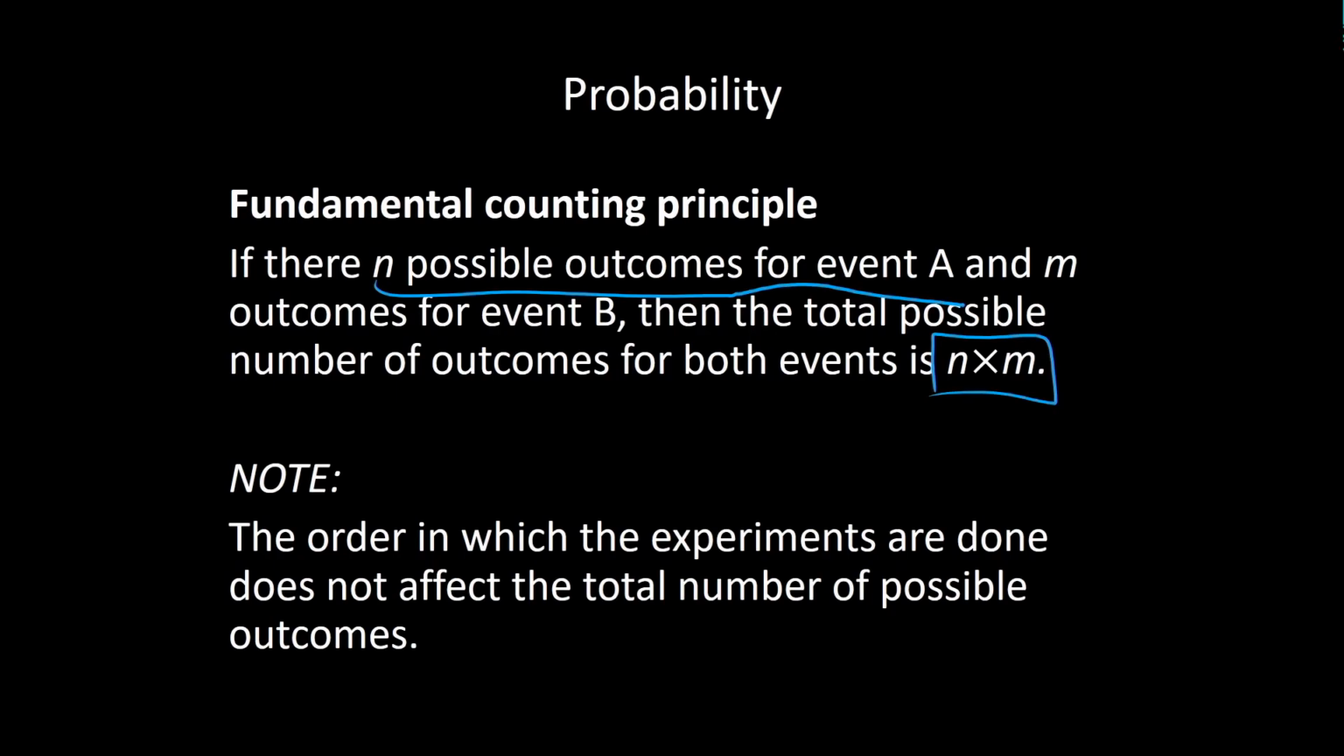So you've got n number of items, m number of items, and altogether you've got n times m possibilities. The order doesn't matter, so it doesn't matter if I say 3 pants times 2 shirts or 2 shirts times 3 pants. It's commutative, which means the order doesn't matter, you'll get the same answer.